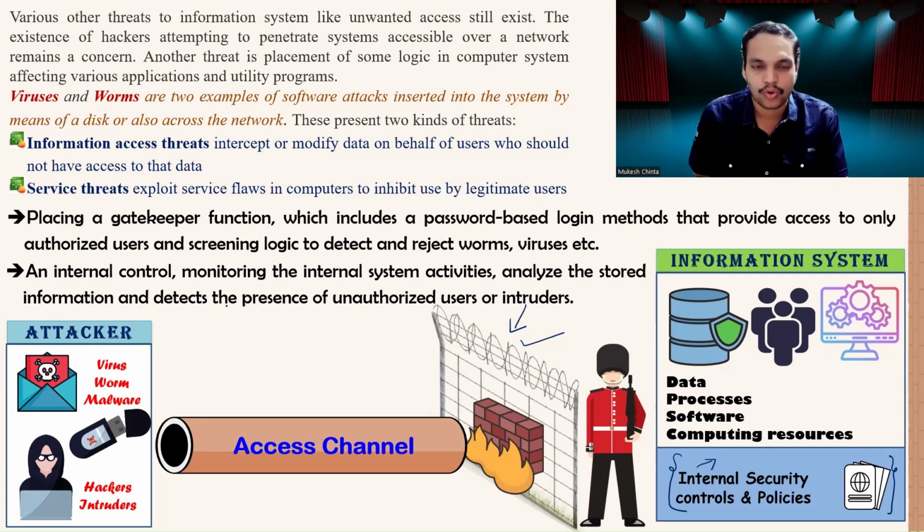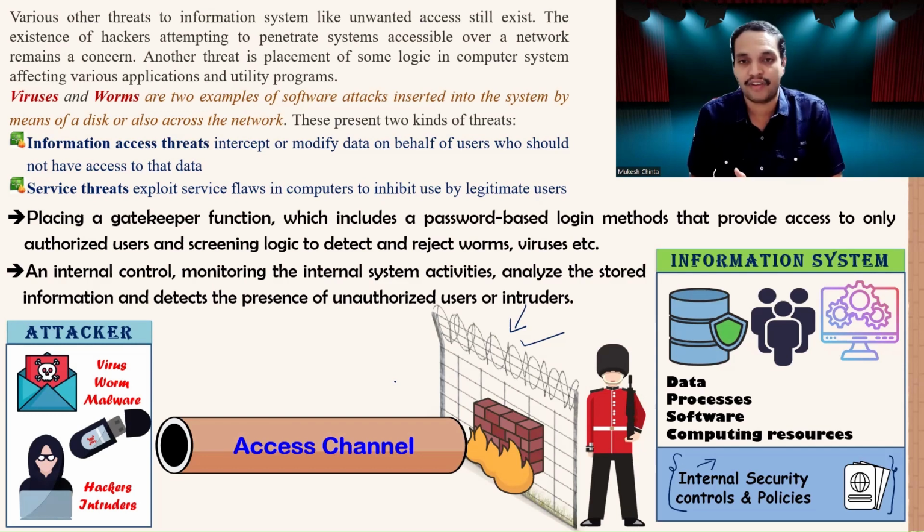So an internal control monitors the internal system activities, analyzes the stored information and detects the presence of unauthorized users or intruders. So we are simply presenting a second line of defense for your information system. The front line defense is placement of a gatekeeper function, which will implement strict controls like authentication controls, to screen who is trying to enter in, and also if there is any kind of malware trying to push its way into your information system.